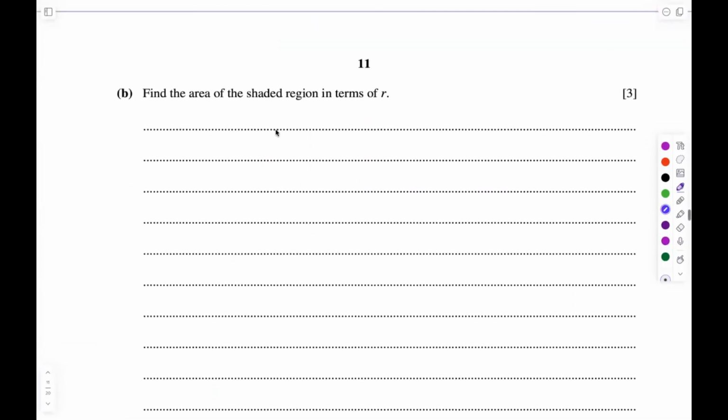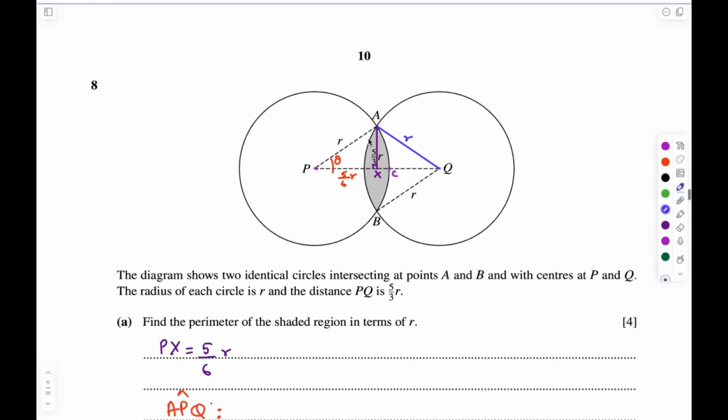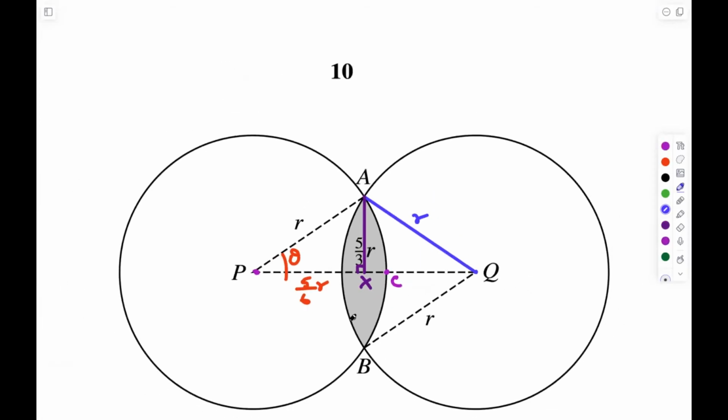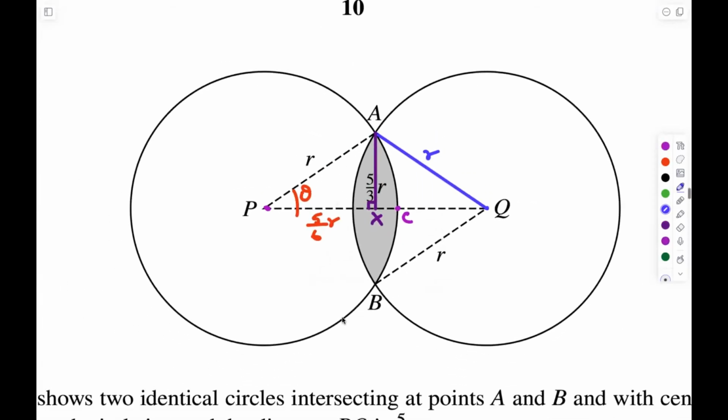In part B, we have to find the area of the shaded region in terms of r. Now, to find the area of the shaded region, we can take the sector APC, find the area of the sector, and subtract the area of the triangle APX. So we'll get 1/4 of the shaded region. Then we can multiply our answer by 4. So first, finding the area of the sector APC.